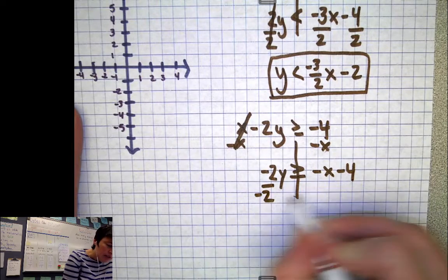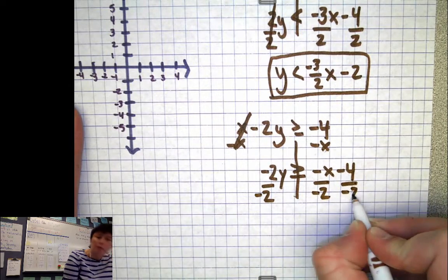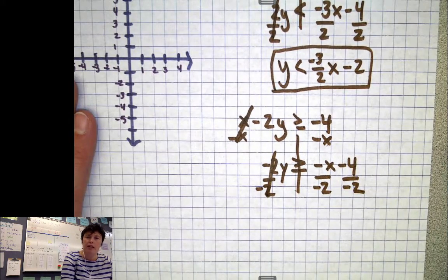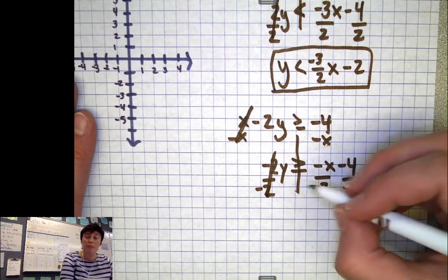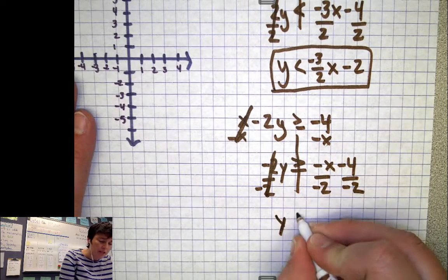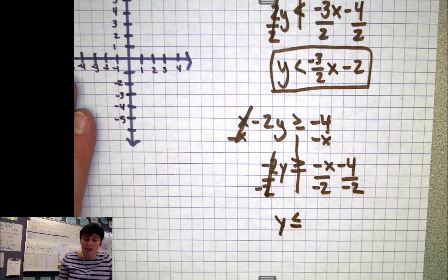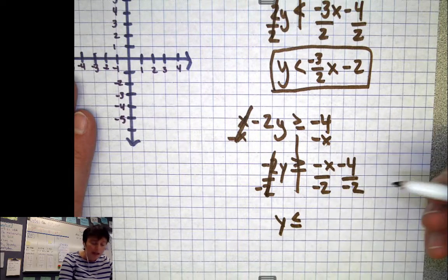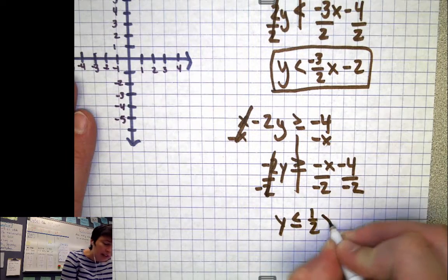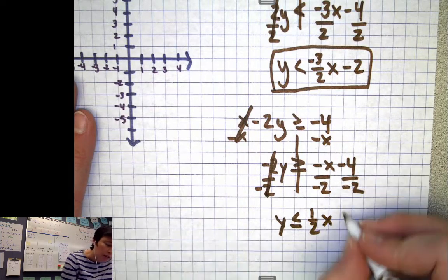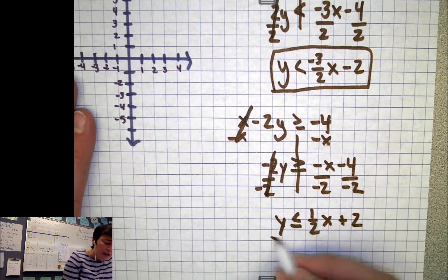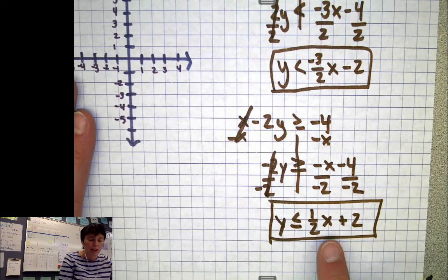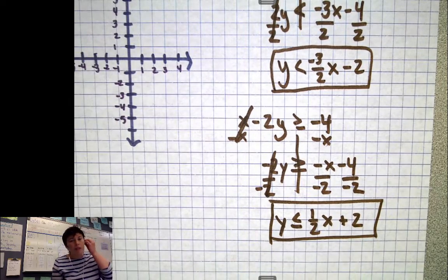So divide by the negative 2 to get rid of it. Do you remember the trick? Do you remember what you do when you divide by a negative? You've got to flip the symbol. Remember, when you divide by a negative, you flip the sign. So it's actually now going to be y is less than or equal to. Negative x divided by negative 2 turns into a positive, that'd be positive 1/2 x. Negative 4 divided by negative 2 turns into a positive 2. And there, my friends, is our second equation: y is less than or equal to 1/2 x plus 2. You've got to remember that flip the symbol thing though.